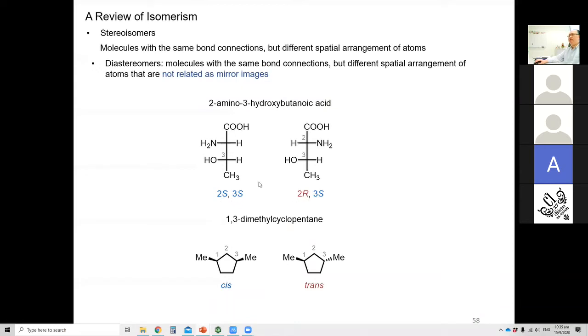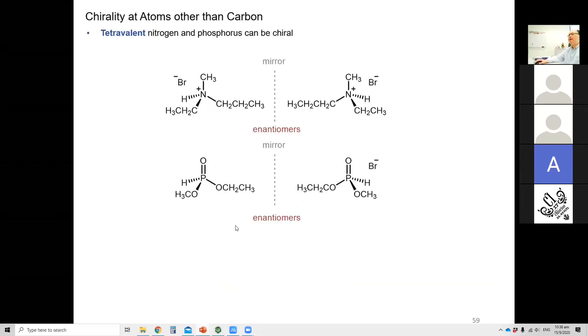They are not mirror images, so they have different properties. And cis-trans is also diastereomers, and pay special attention to this molecule because this is also a meso compound. That means although it has 2 stereocenters, it also has an internal plane of symmetry here. So it's not a chiral molecule. Okay, so this is something new.